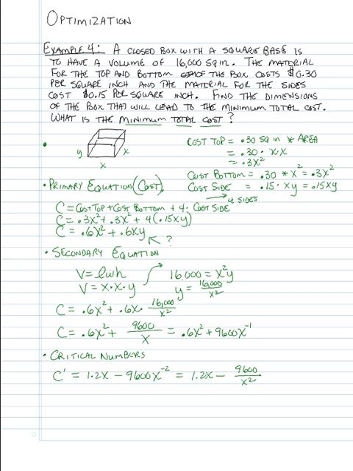So notice that we have critical numbers, c prime being equal to 0. We need to solve the equation 1.2x minus 9,600 over x squared is equal to 0. And for c prime being undefined, we can look real easily and see that it's undefined when x is 0, isn't it? That derivative is undefined because we have x squared in the denominator. So we have one critical number of 0. Now it's going to take us a little more work to solve this equation. Let's do that on the next page.